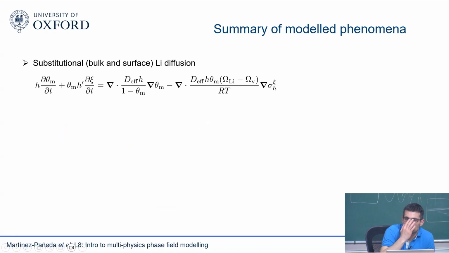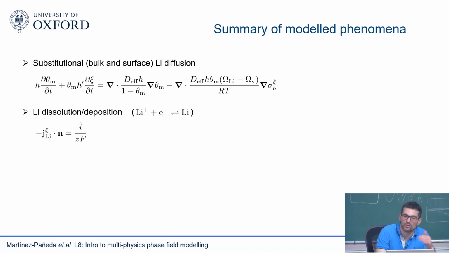So just to summarize, the model has a number of ingredients. First, we have bulk and surface substitutional diffusion. That is done through a transport equation that is coupled with the phase field. We do capture faster transport through the surface thanks to these terms. So I think that's also relevant. They do see faster diffusion through surfaces. We capture that through the term. The dissolution or the deposition of lithium. This is captured through appropriate boundary conditions.